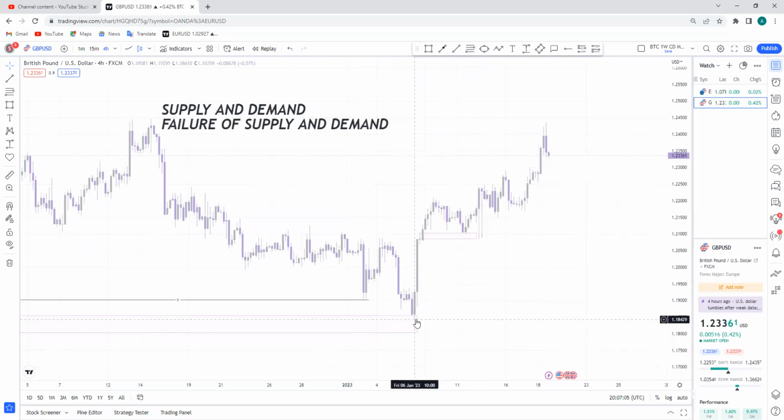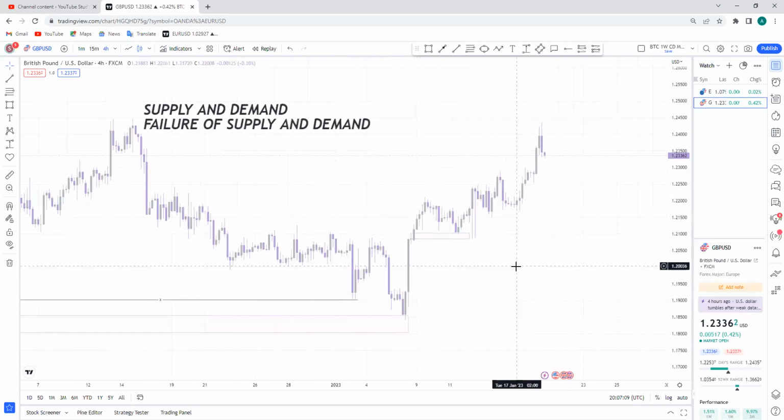It got there and rejected instantly with full body. So this area is valid. And now we have one area here. The reason why price makes use of this place, I'm going to tell you.